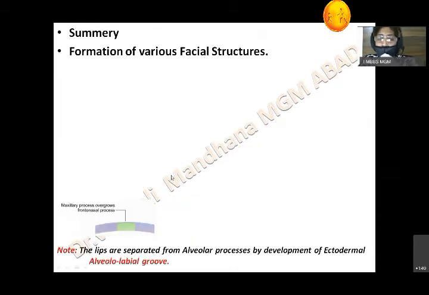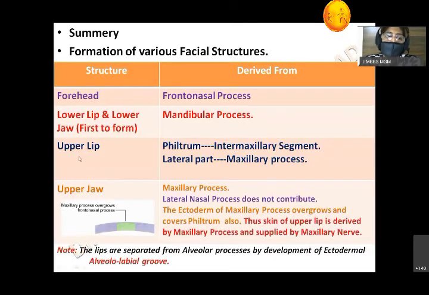Now, different structures we have seen and how they are formed. It is just a quick summary of all that. See the structure and the process which is forming that structure. Forehead is formed by the frontonasal process. This is very easy. Lower lip and the lower jaw are the first to form. They are formed by the mandibular process. So the mandibular processes grow medially, fuse with each other, and form the lower lip and lower jaw.